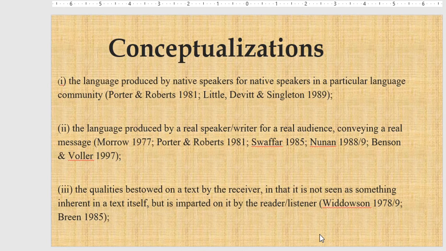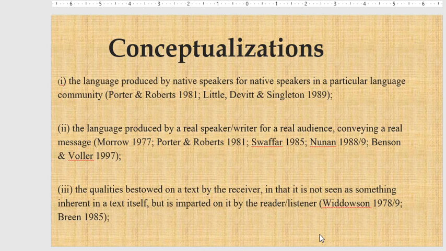What about other language, language produced by non-native speakers, but they are proficient speakers, produced for real purposes? Aren't they authentic materials? Are authentic materials necessarily produced by native speakers for native speakers? So this is the first definition or conceptualization. This is the most prevalent one.